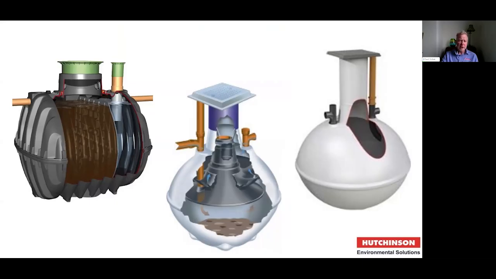The one on the left is a straightforward horizontal process with a baffle, two chambers. The one in the middle is a vertical separation process with the baffle halfway up the tank. And on the right-hand side, you can see a tank that doesn't have any baffle in it at all. So there are different designs to these septic tanks.